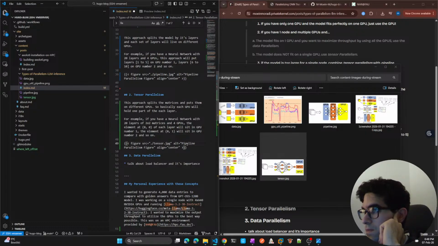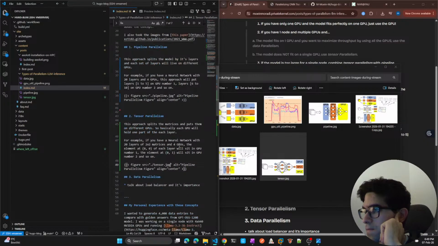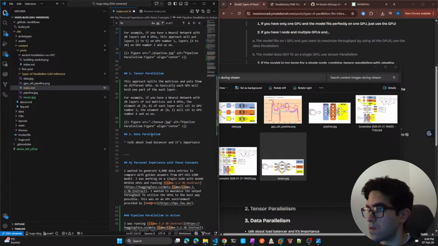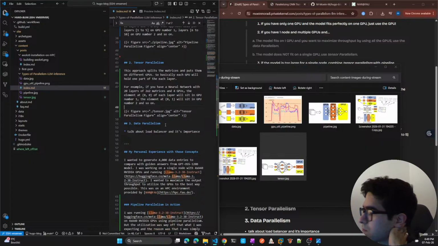Parallelism and tensor would be tensor parallelism figure. Okay.